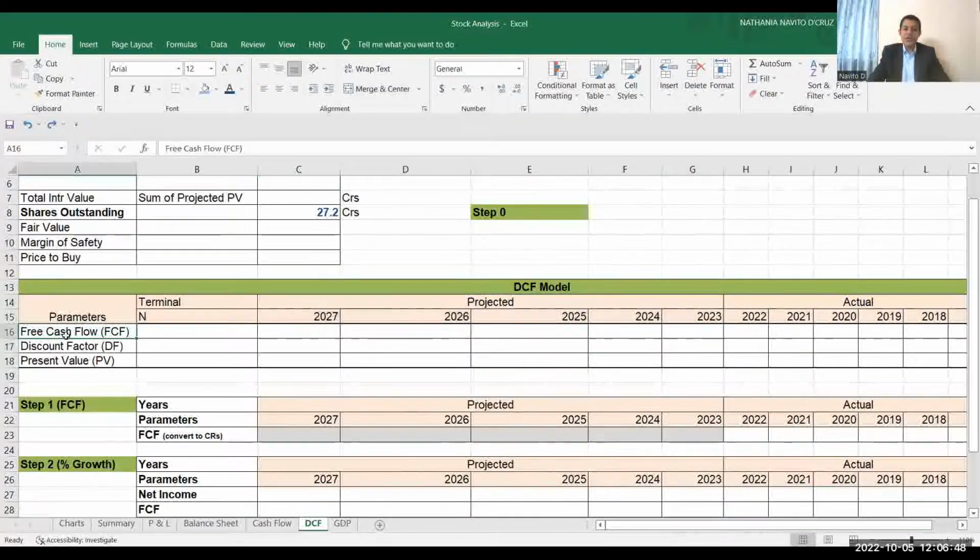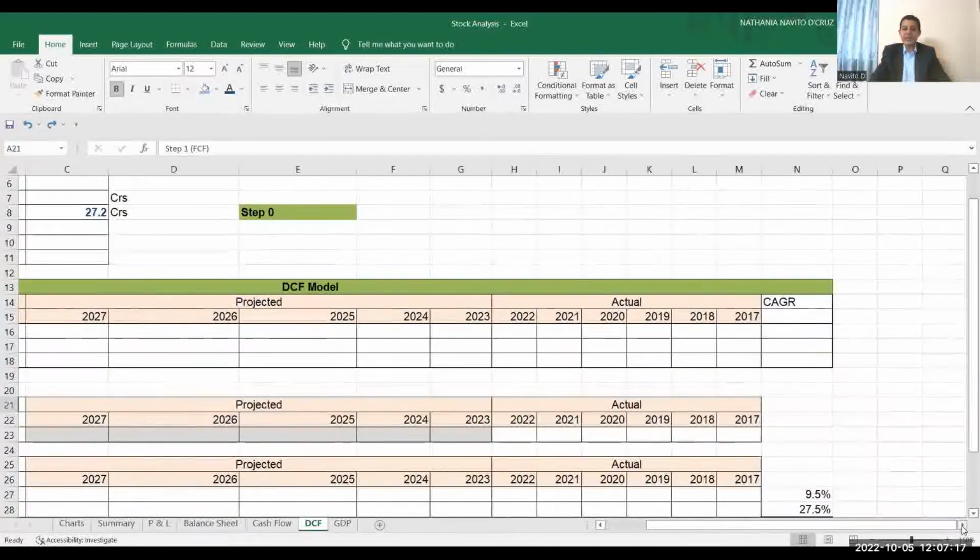Then once we determine the free cash flow based on the formula, we identify our discount factor. Discount factor is based on 1 plus the required rate of return. Required rate of return we have to calculate, raised to the power of the period. The present value is what we will get by dividing free cash flow by the discount factor. So this is the representation of the discounted cash flow model. So now let us go to step one, free cash flow.